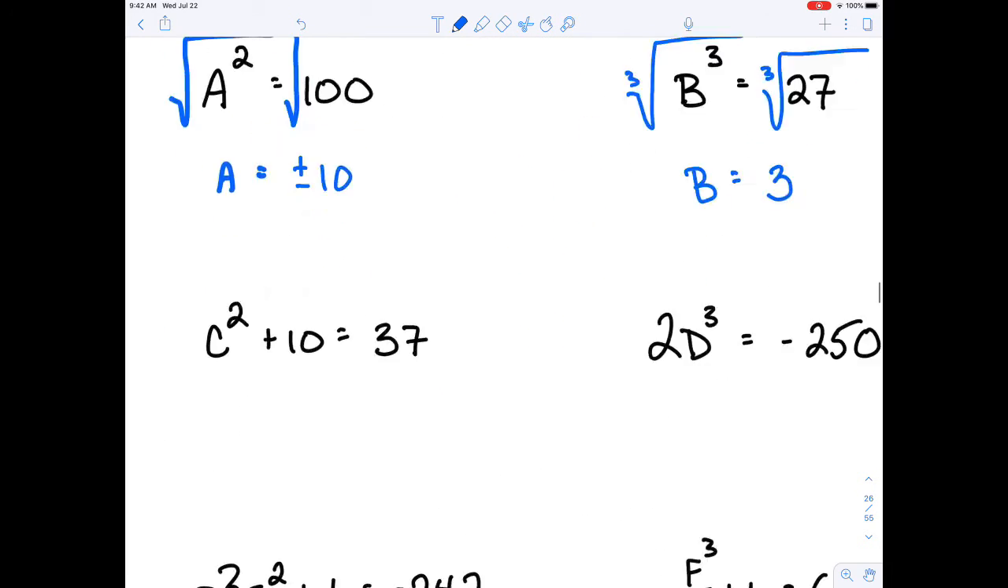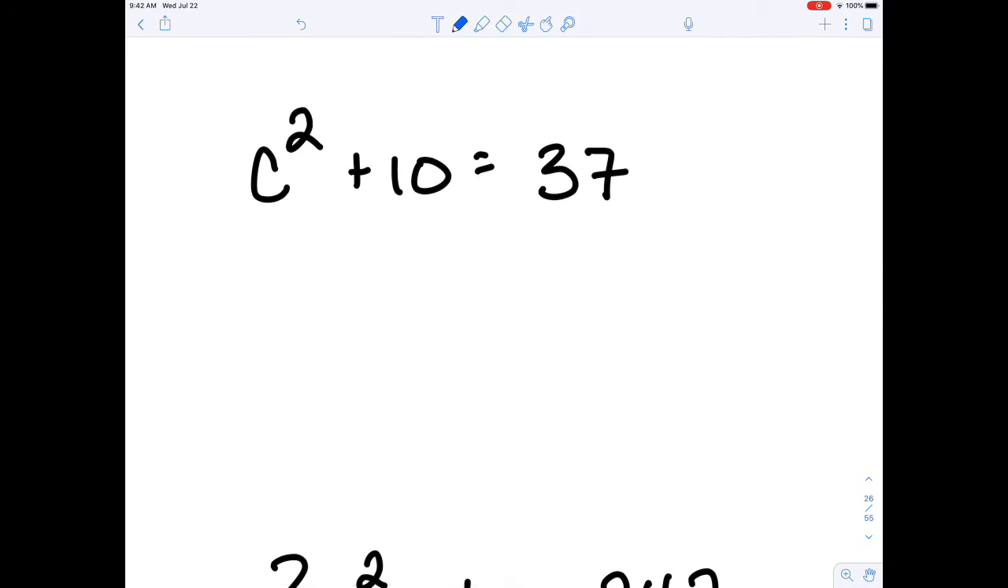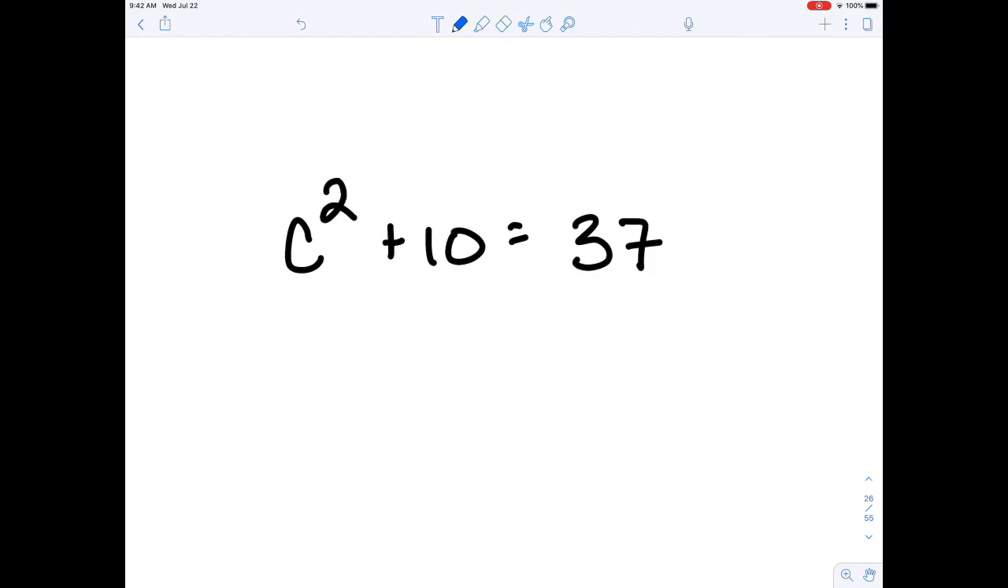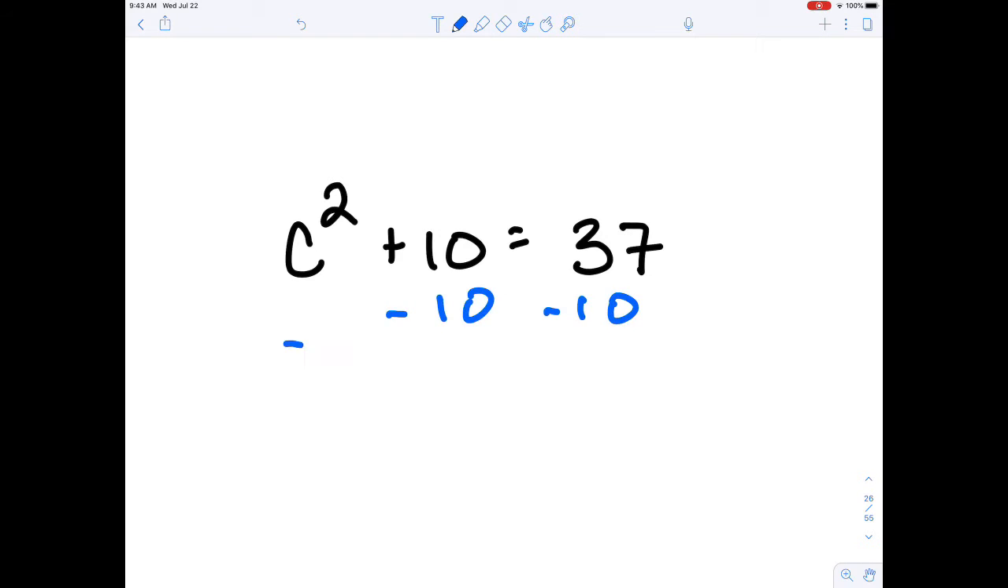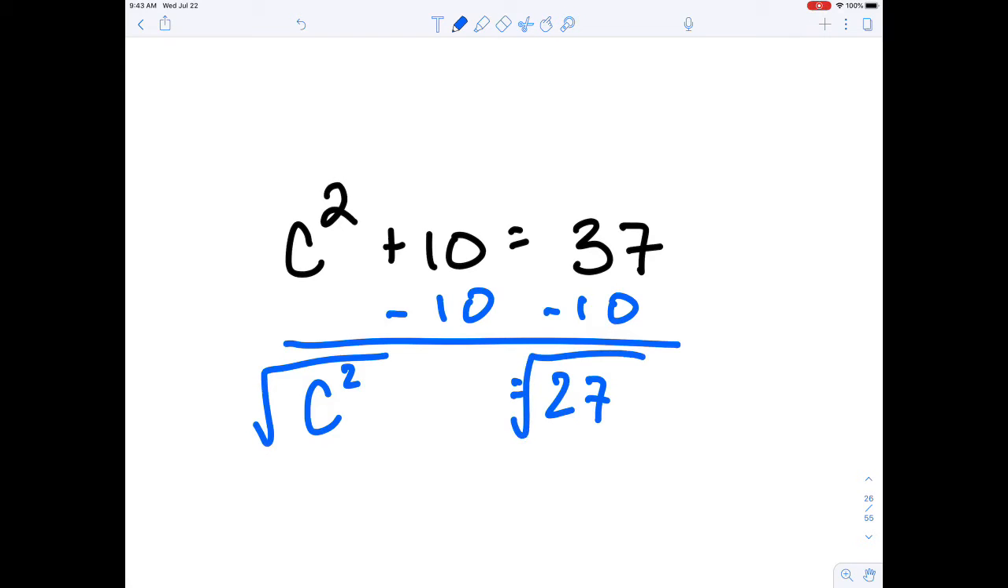Now, with that basic concept in mind, we can extend that to other kinds of equations, right? Here we go. c squared plus 10 is 37. Well, we have to isolate the c, which means get rid of 10, so we don't lose those skills that we had before. We simply add the square root option.